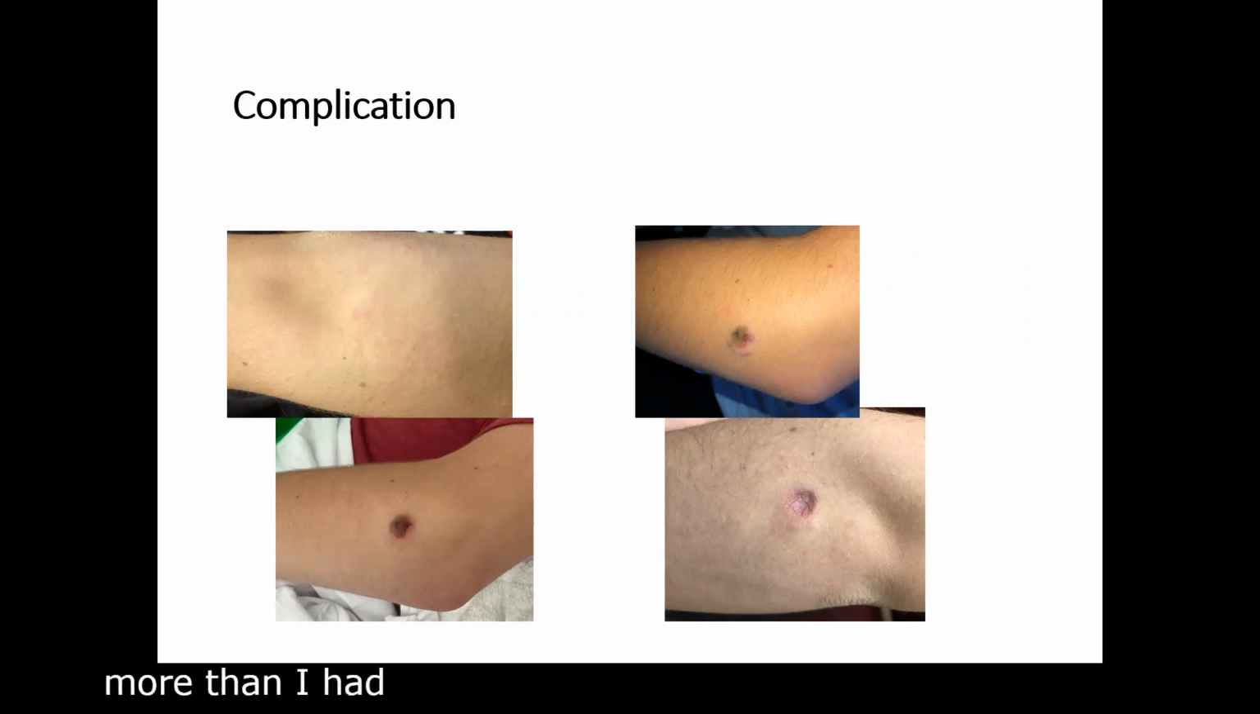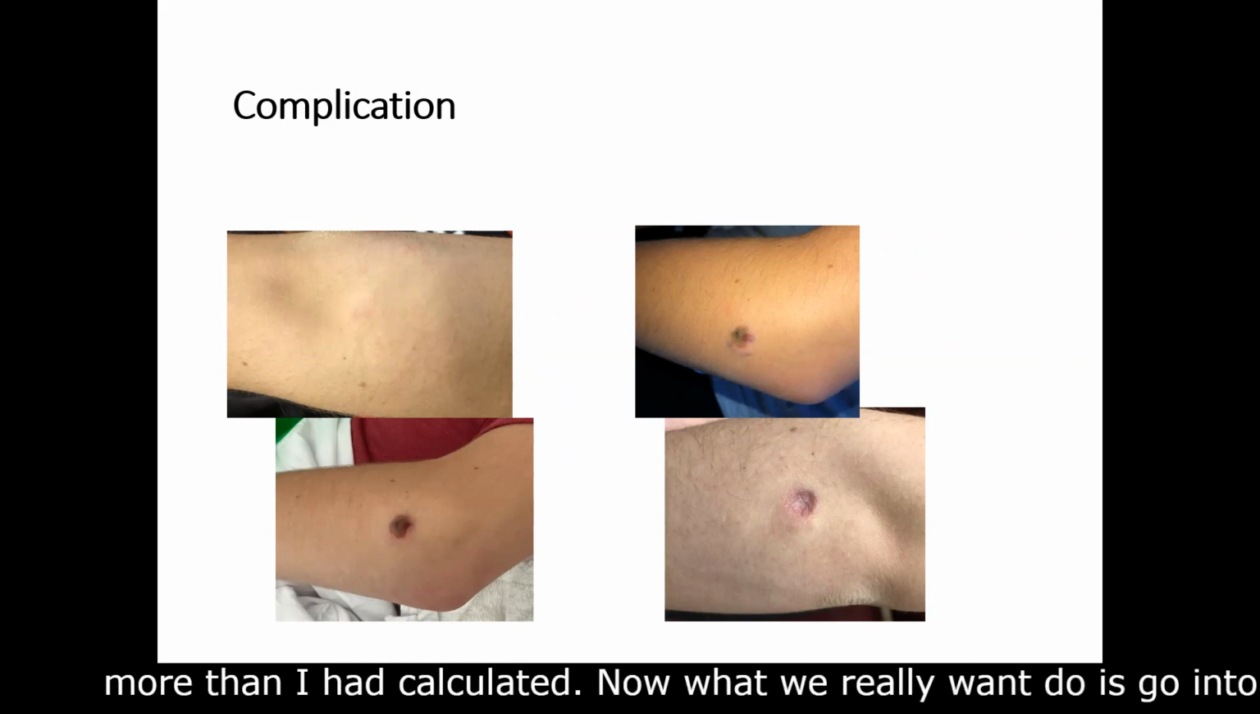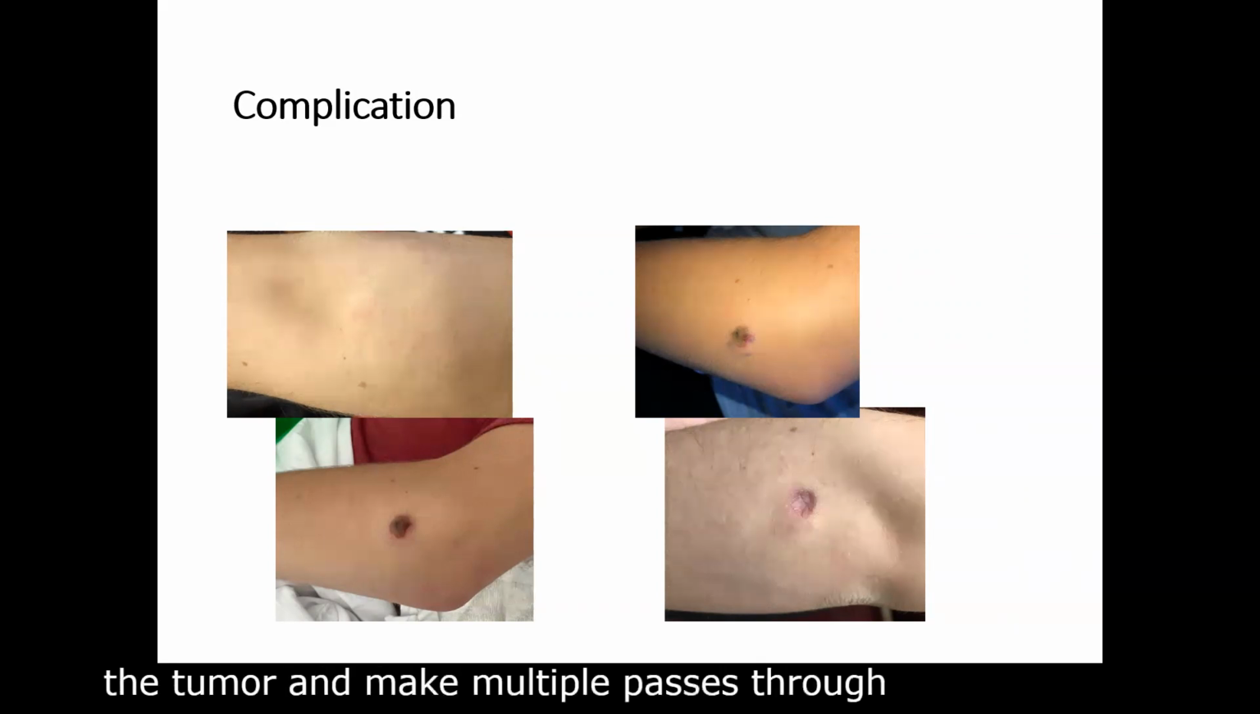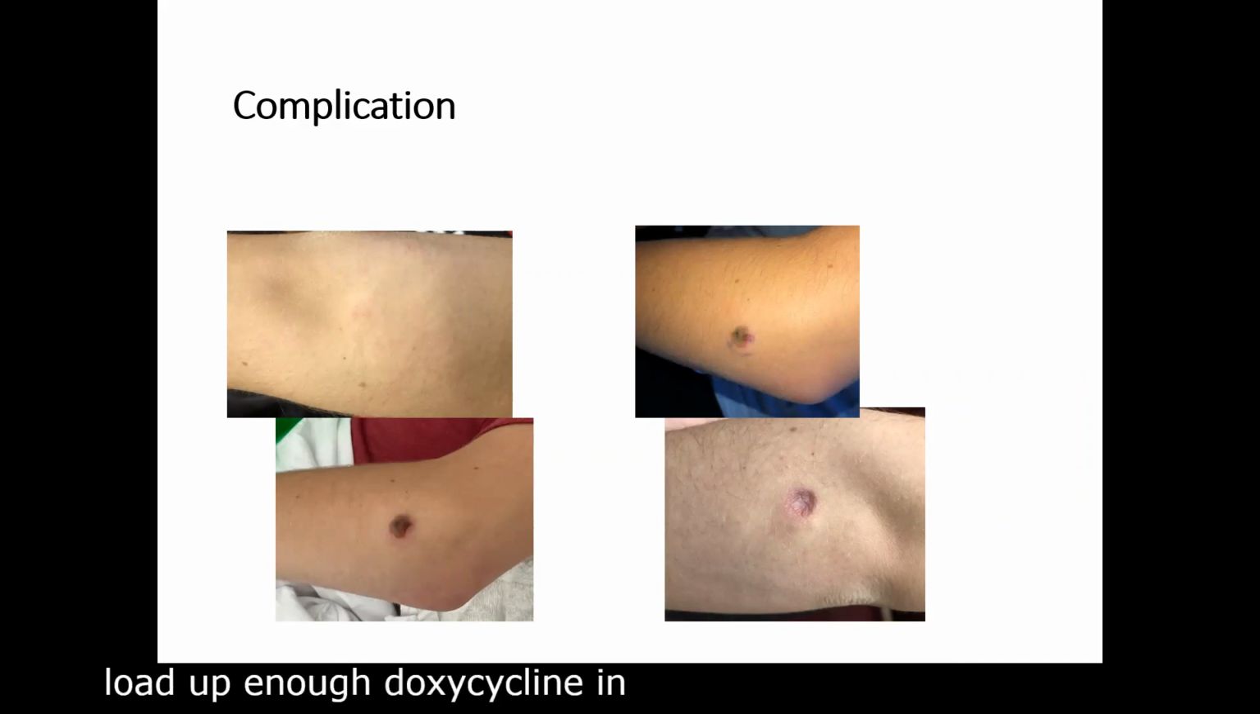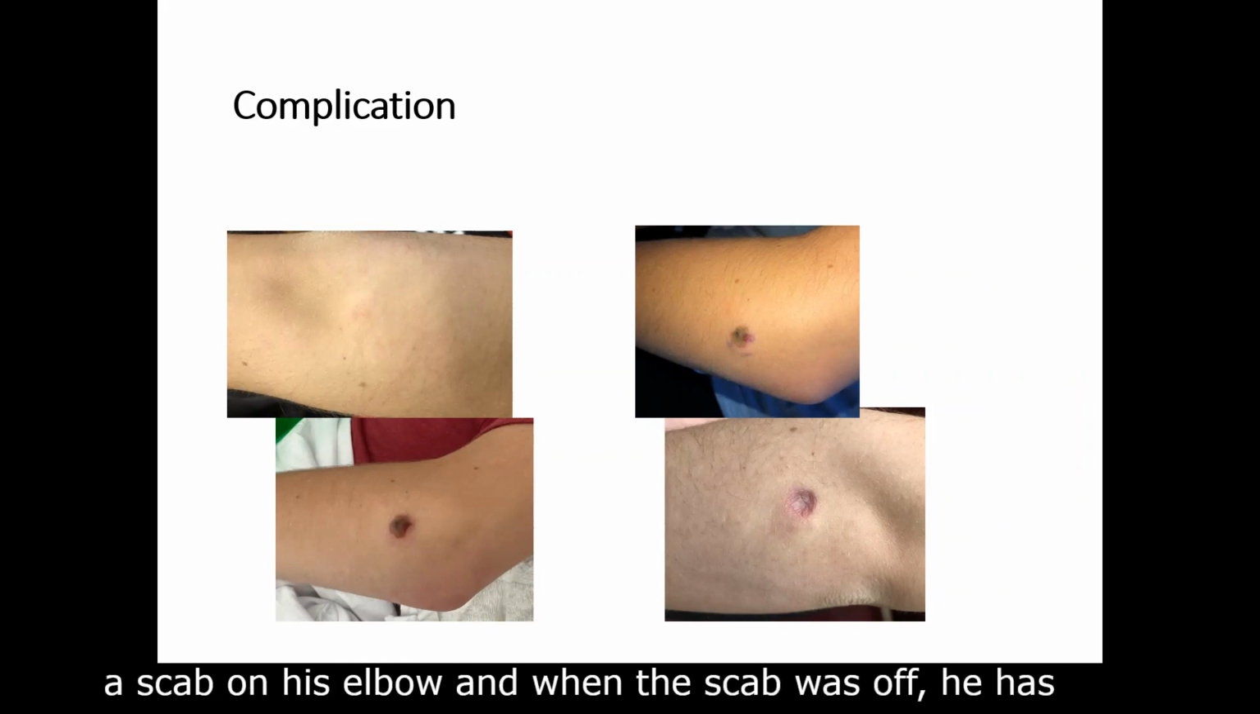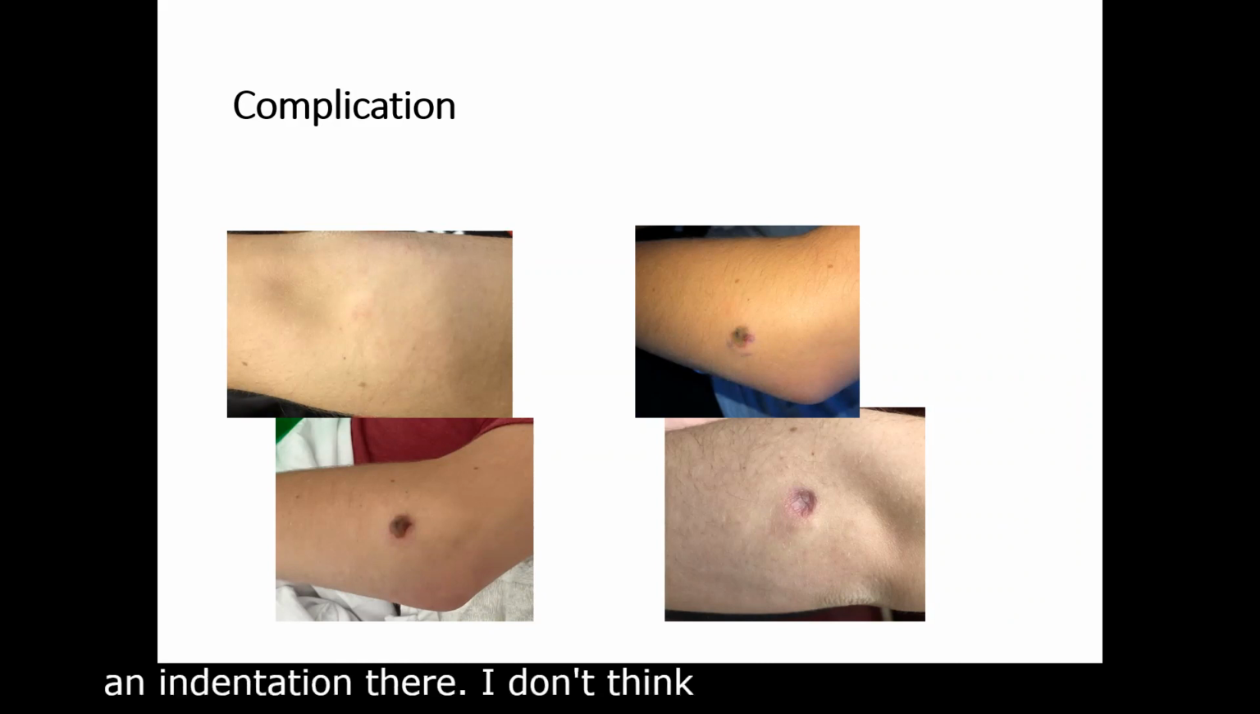So now what we really want to do is go into the tumor and make multiple passes through the tumor. And we only load up enough doxycycline in the syringe that we meet the volume that we've calculated. This gentleman got more, and you see he got a scab on his elbow. And then when the scab resolved, he has a little bit of an indentation there. I don't think he has much tumor there, but it may be that we over-injected that one.